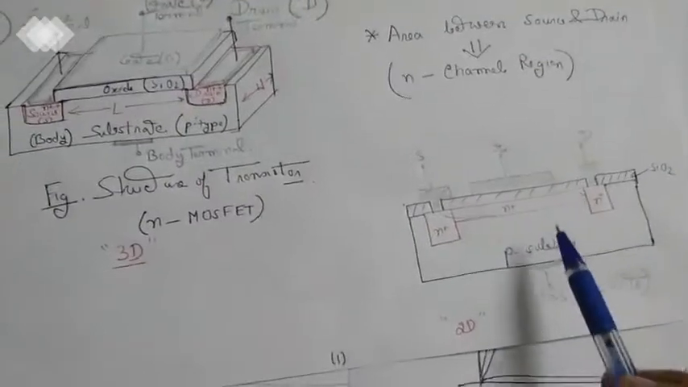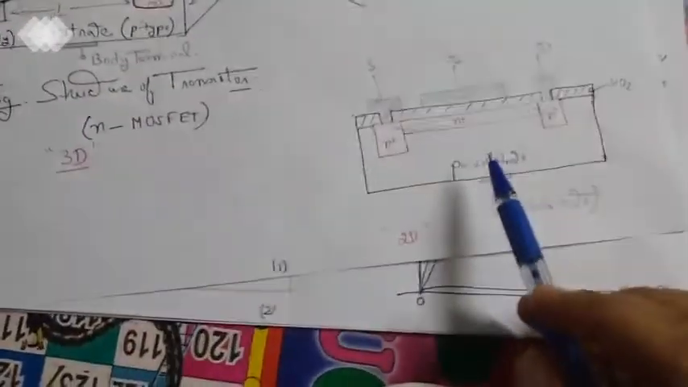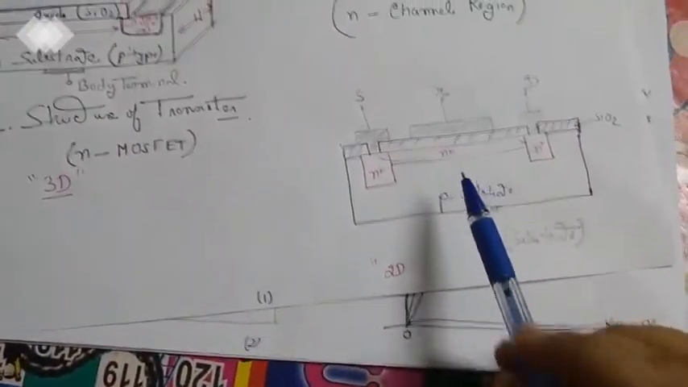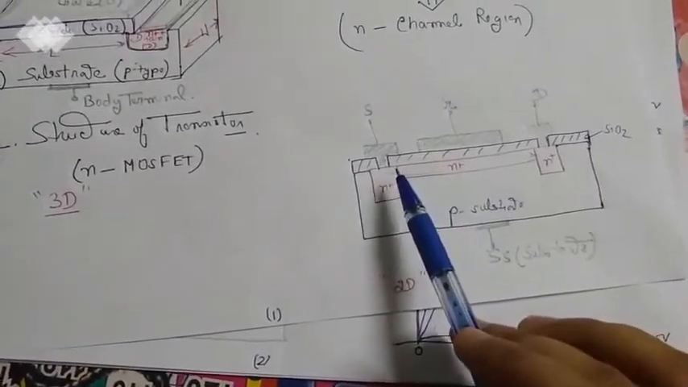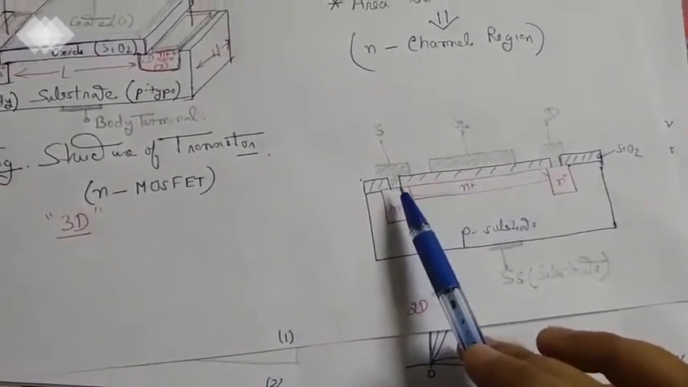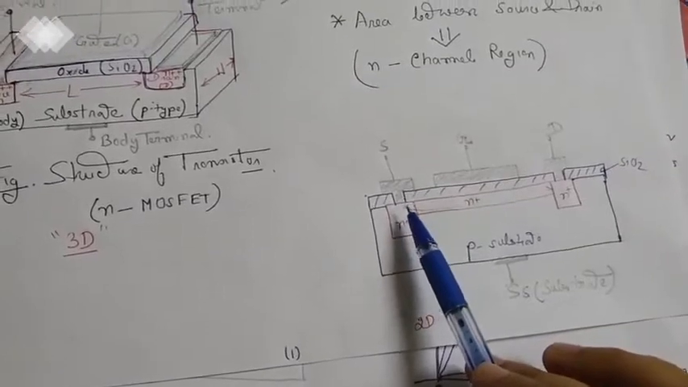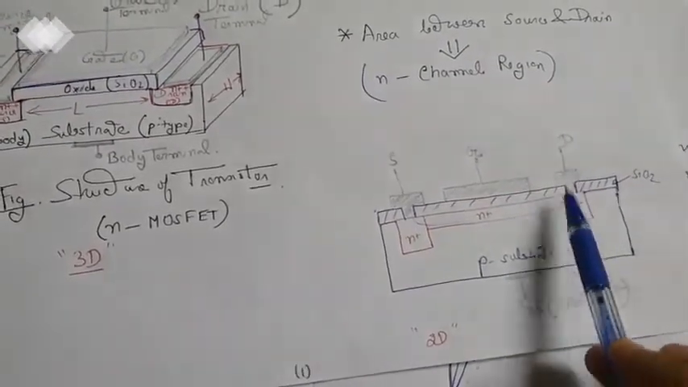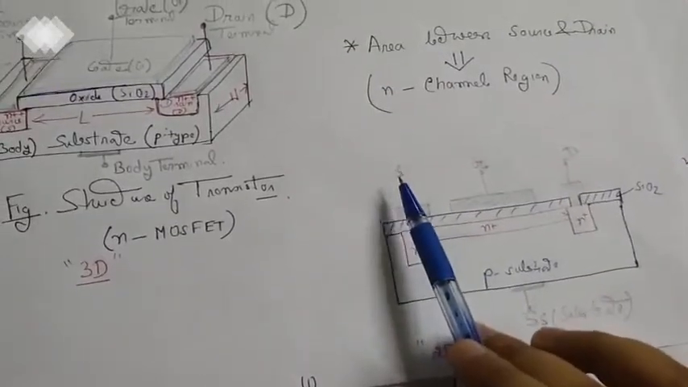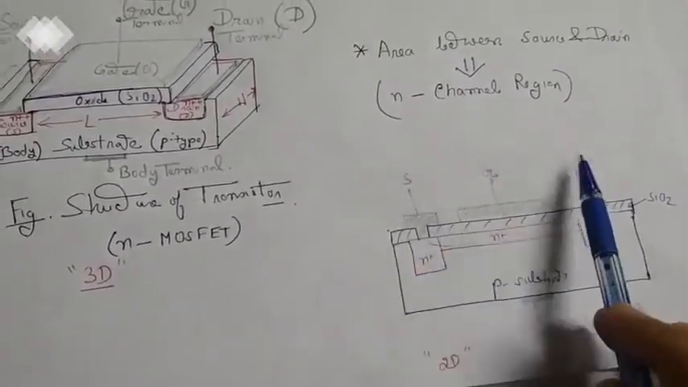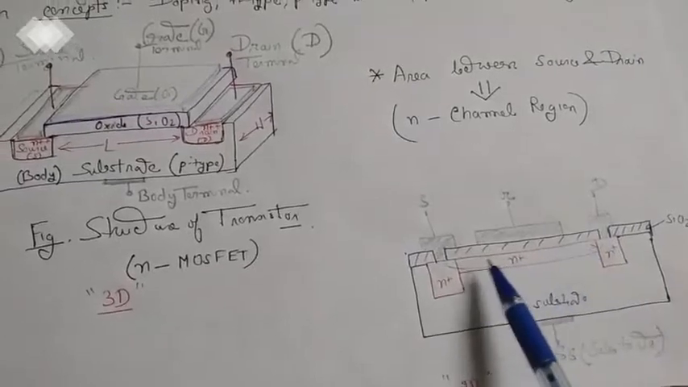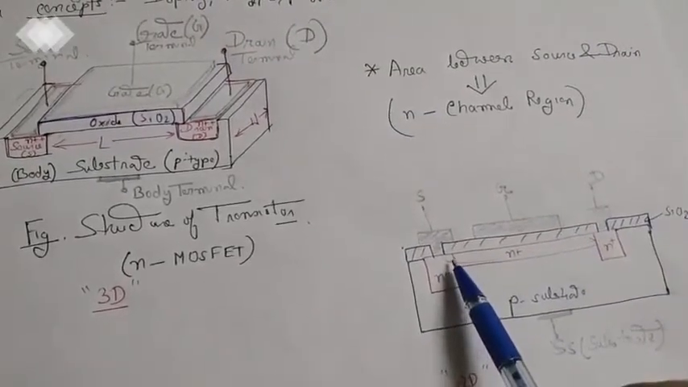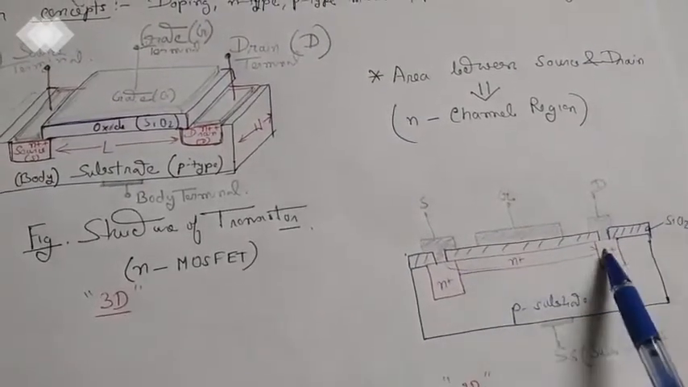So here we'll understand, when the current is conducting, what is the path that is taken in the MOSFET. The current passes from the source to the drain region. For this to happen, there has to be a potential difference between the source and the drain, and also there has to be a conducting path between the source and drain region.